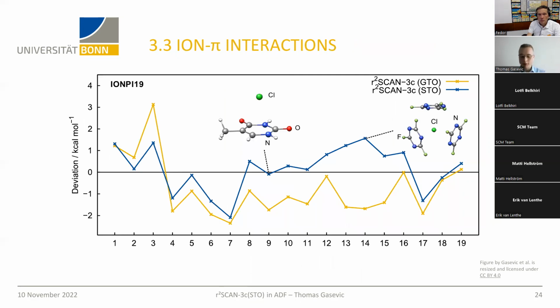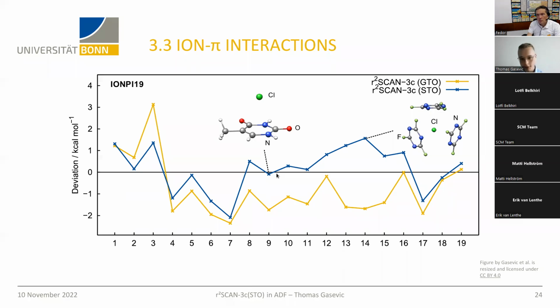Okay, since the GMTKN only covers general main group elements, it's also important to investigate other benchmark sets. So here I'm showing you the IMPI19. It's a benchmark set for pi interactions, and here I'm only showing you the deviations of each data point, and I'm comparing the original GTO approach with the STO approach. So GTO again in yellow, STO in blue. And as you can see, each data point is quite different if you compare them. So it's really important that if you use r2SCAN-3c with STOs, that you also put the STO in parentheses afterwards if you cite it, for example.